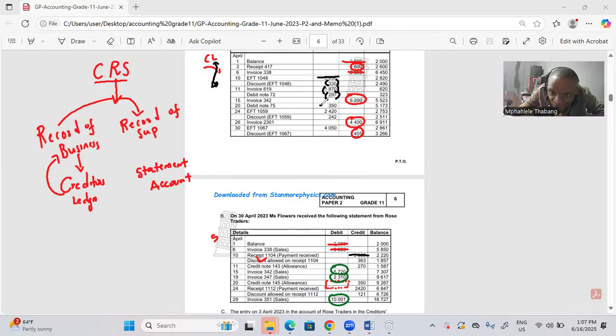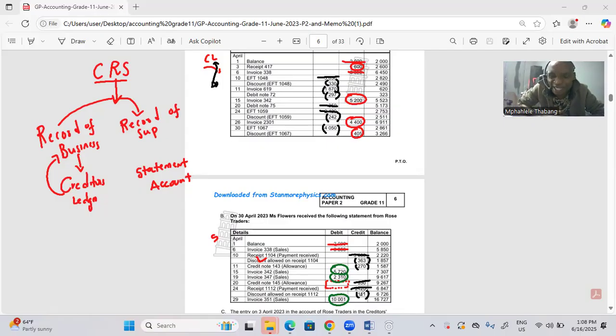350, it is there. 2,420, it is there. 242 is not there. I'm going to circle it. 4,050, I'm going to circle it. Even this 363 in this need to be circled. Even 270, even 121. Okay, so you circle those entries.